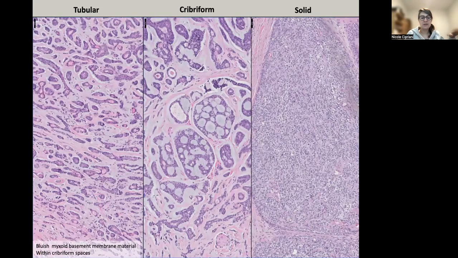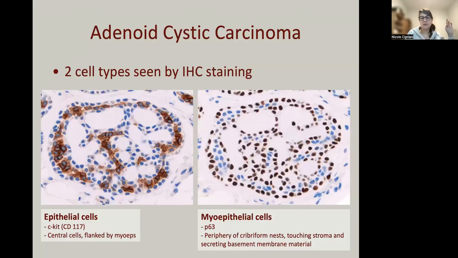Examples of the morphology: on the left being more tubular, on the right being more solid, and in the middle being cribriform. And it's thought that the more tubular, potentially the more low grade, and the more solid, the more you're creeping towards a biologically high grade. So that's how we tend to grade it, or at least we tend to report what the predominant morphologic subtype is. We can confirm the two cell types by immunohistochemistry.